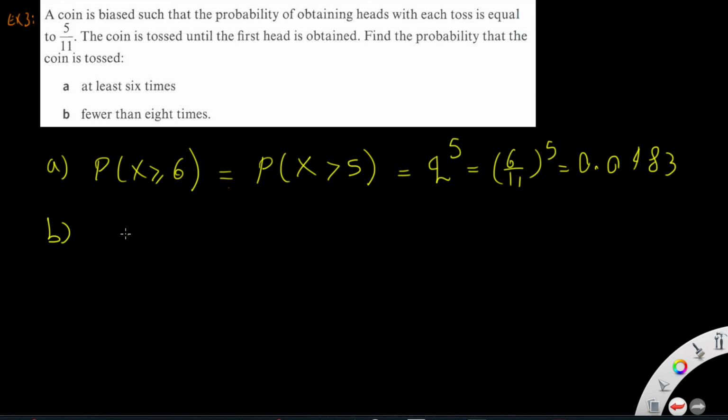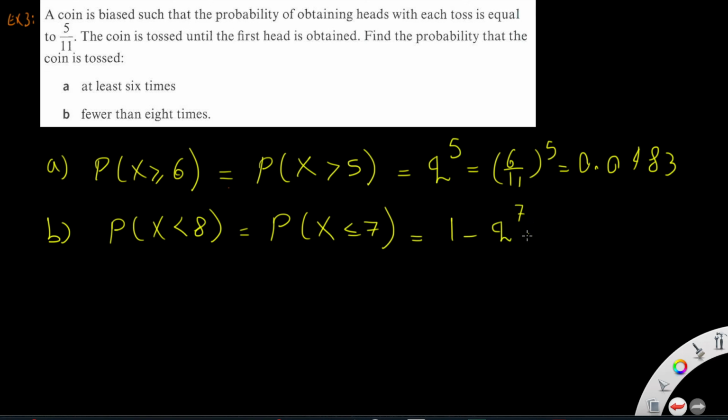Part B, fewer than 8 times, so x less than 8. Now again, here we need to have an equal sign. The first number before 8 will be 7. So x less or equal to 7, as we have a discrete random variable that takes integer values, you can do so. So 1 minus q to the power of 7. 1 minus q is 6 over 11. Then the answer is 0.986.